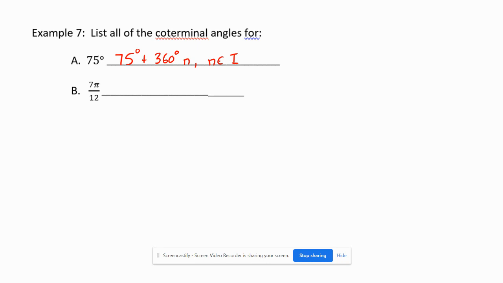So what this means: 75 degrees plus 360n, where n is an element of the integers. The I stands for integers. So the way this works is, if n equals 1, then we have 75 plus 360 times 1, which is 435 degrees. If n equals 2, it would be 75 plus 360 times 2.